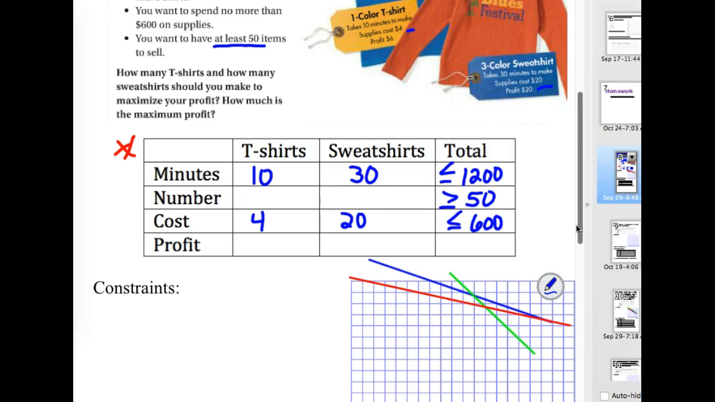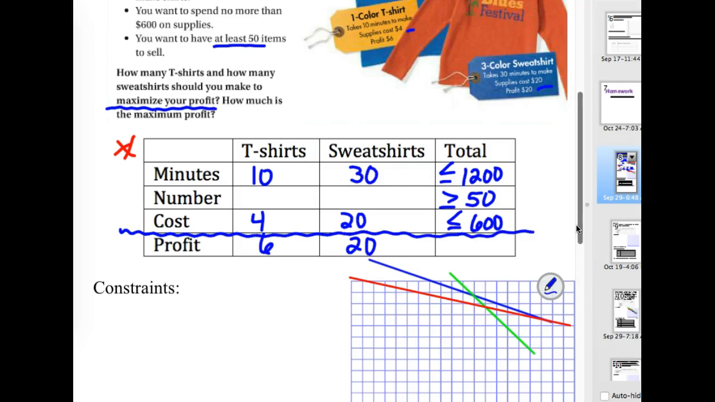On those little tags by the shirts, it also tells me something about the profit. For this t-shirt, it says we make $6 in profit. Sweatshirts, we make 20. Okay? Now, do we have a total profit? No. What did it tell us? We want to maximize our profit, right? And remember from yesterday, the item that you're trying to maximize or minimize, that's your objective function, right? So I want you to put a line through here.